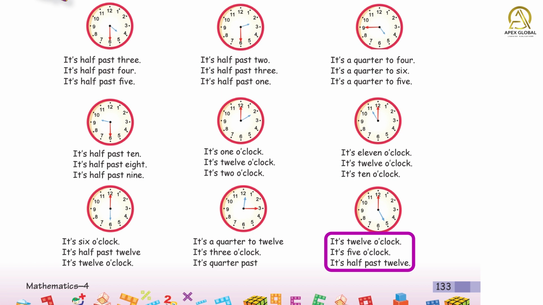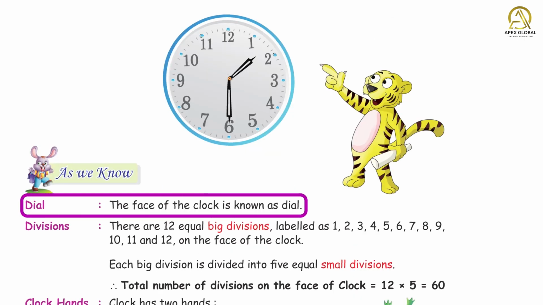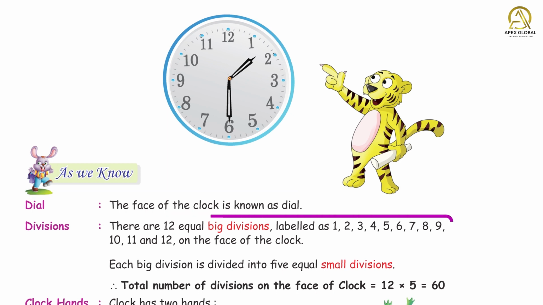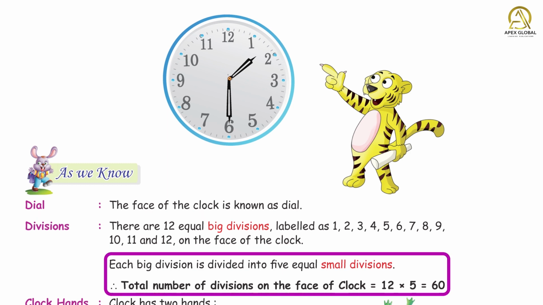It's 12:30. To know how to measure time is a very important aspect of our daily life. Time helps us to prepare our daily schedule in an orderly manner. The face of the clock is known as the dial. Division: there are 12 equal big divisions labeled 1, 2, 3, 4, 5, 6, 7, 8, 9, 10, 11 and 12 on the face of the clock. Each big division is divided into 5 equal small divisions. Total number of divisions on the face of the clock equals 12 times 5 equals 60.